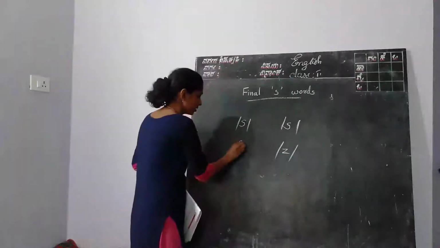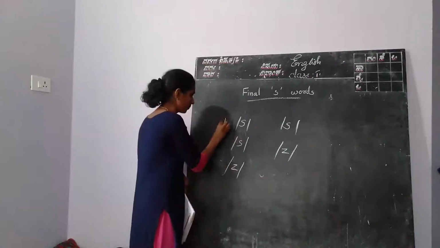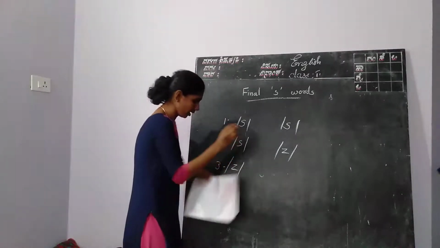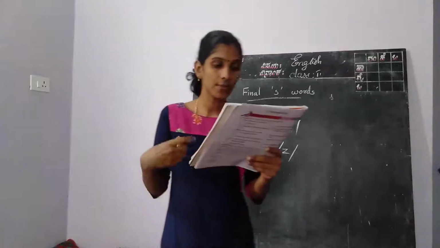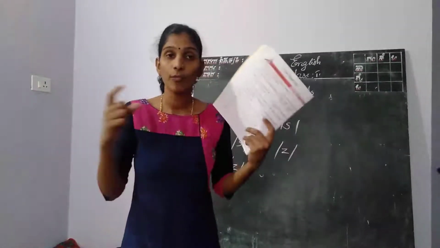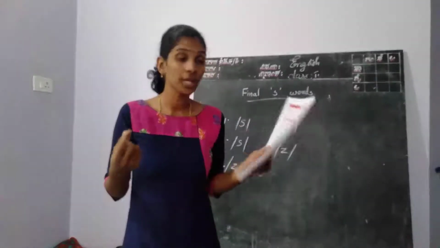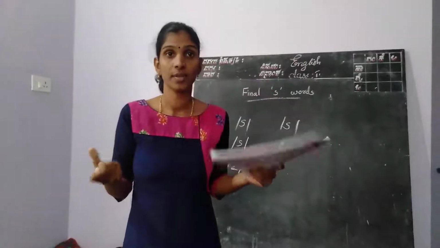So second one S sound, third one Z sound. Okay. And next, the garden is full of blooming dash. The garden is full of blooming dash. What is the answer? Blooming roses.